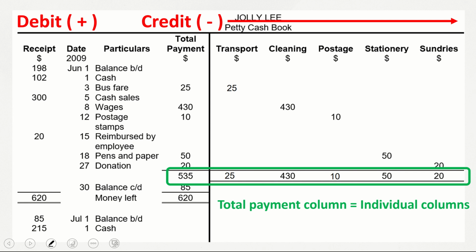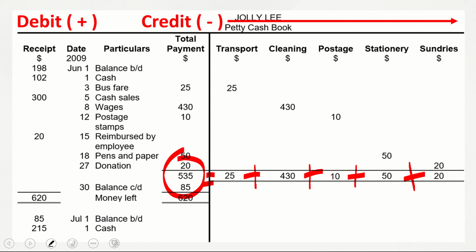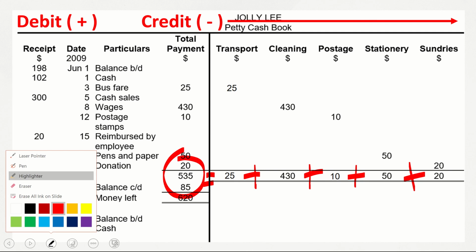So this total payment column are your individual columns. So how do you get 535? You must take 25 plus 430 plus 10 plus 50 plus 20 all added together, and that will give you $535. Now the question is, how does this get posted into the general ledger?